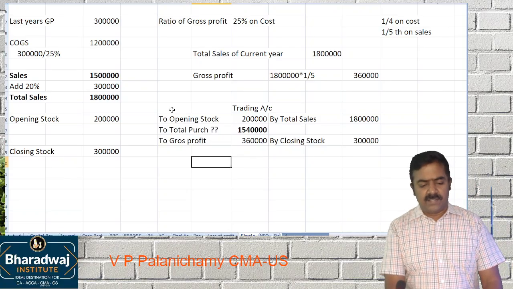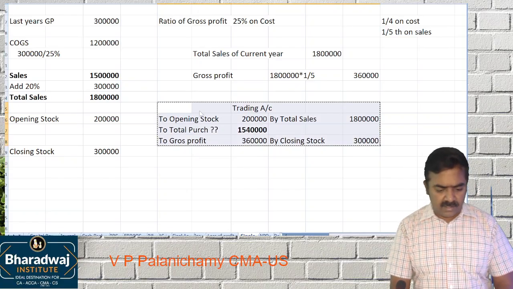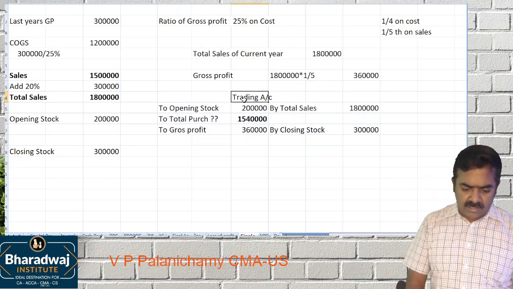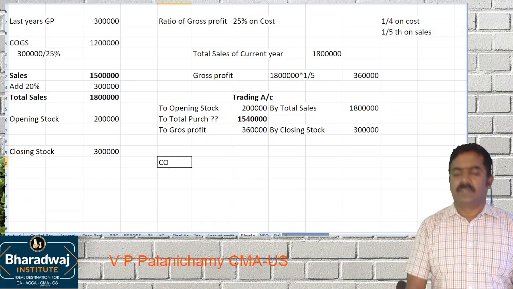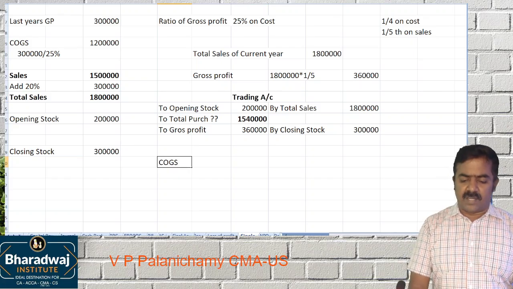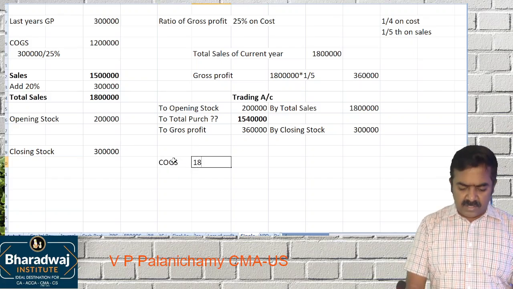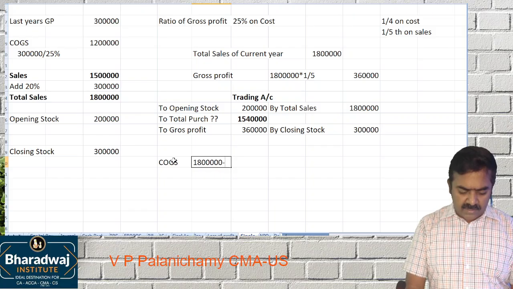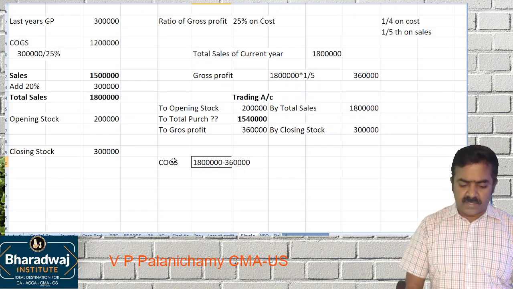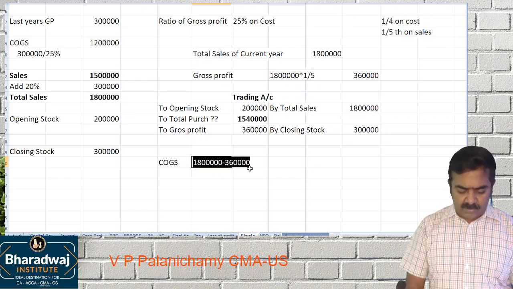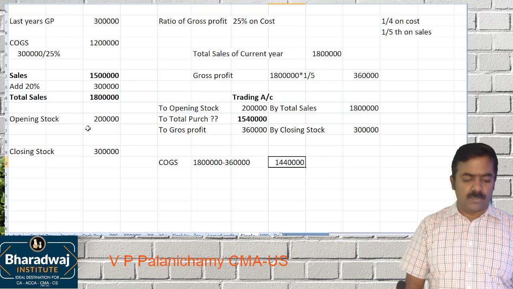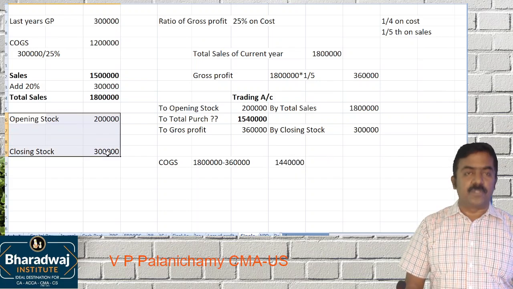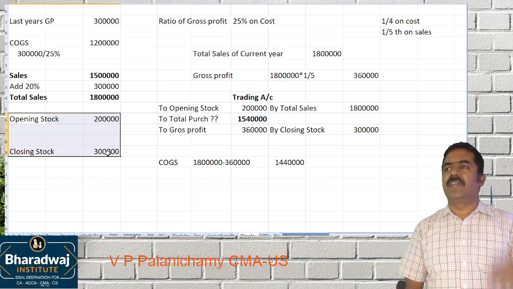Otherwise, listen, this is what a financial accountant will think. As a cost accountant, you should think in a different way. What is your cost of goods sold? Current year cost of goods sold will be 18 lakhs minus 3 lakh 60,000, which is 14 lakh 40,000. Opening stock to closing stock, the stock level increased by 1 lakh.